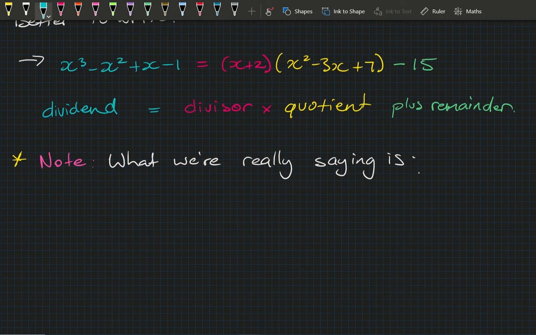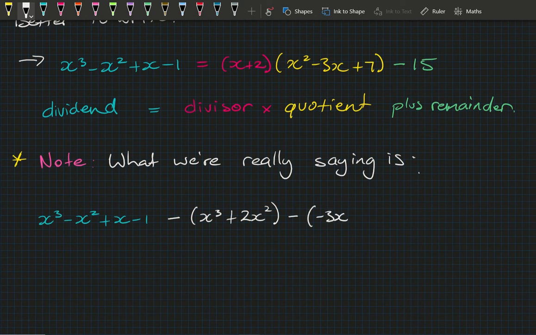x cubed minus x squared plus x minus 1. Then in the first step, you noticed we subtracted x cubed plus 2x squared. And in the next step, we subtracted minus 3x squared minus 6x. Sorry, that was minus 3x squared. And then we finally subtracted 7x plus 14. And that left us with a remainder of minus 15.